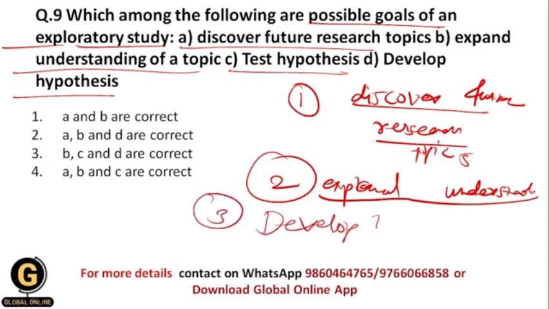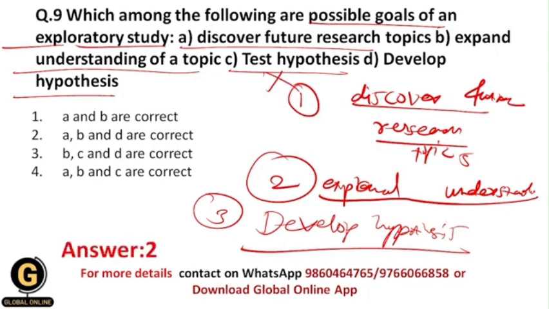And the third goal is to develop a hypothesis, that I have told you earlier in this video, that we are going to develop the hypothesis in the exploratory study. Okay, so we don't test the hypothesis over here. There is no need to test the hypothesis because there is no kind of conclusion over here. We are going to only develop the hypothesis in the exploratory study. We don't test it. Okay, and that's why the correct answer to this question is the second, that is A, B, D are correct, because only these are the possible goals of an exploratory study.